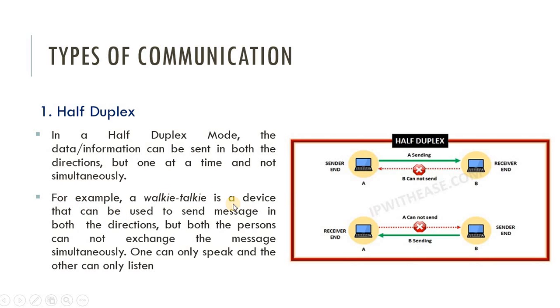For example, a walkie-talkie is a device that can be used to send messages in both directions, but both persons cannot exchange messages simultaneously. Only one can speak and the other can listen. Suppose I talk on the walkie-talkie. If I send some information to the other side, then at that time the receiver is not able to reply, but after some time they give feedback or reply to me. That type of connection is called half duplex.